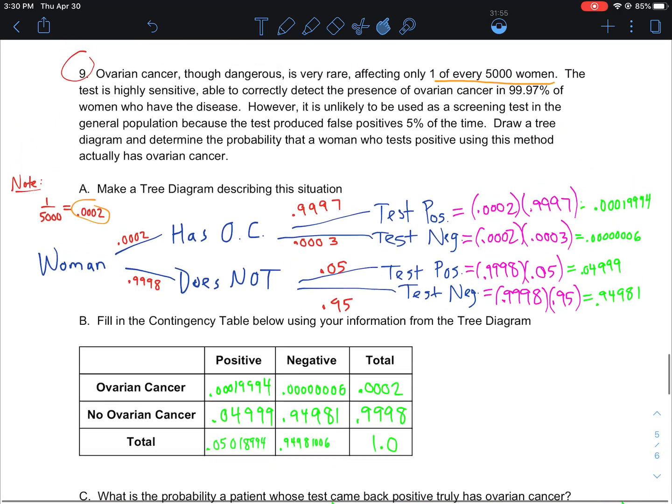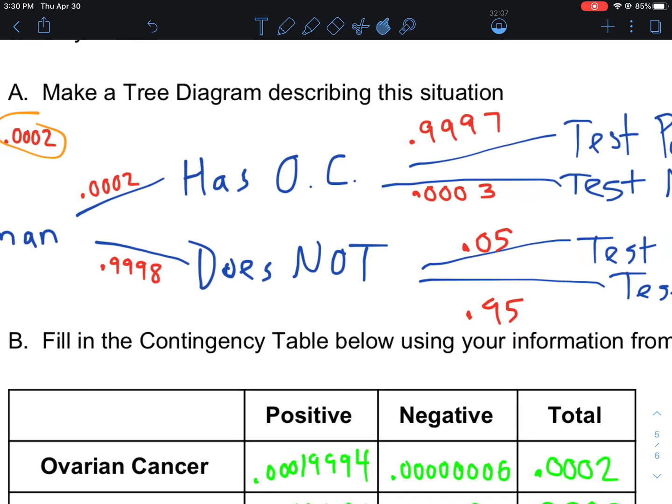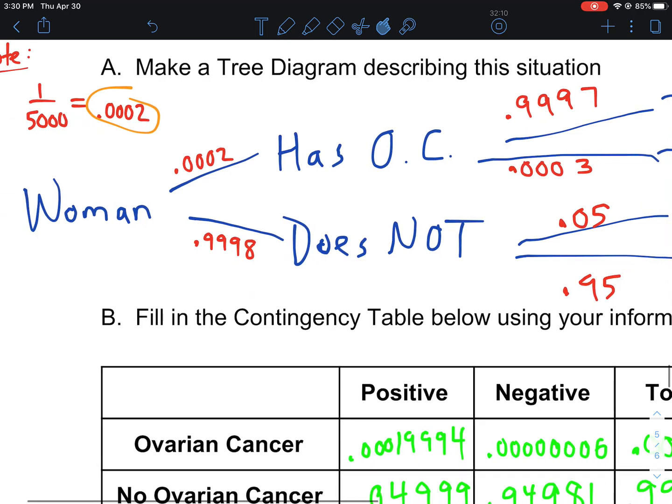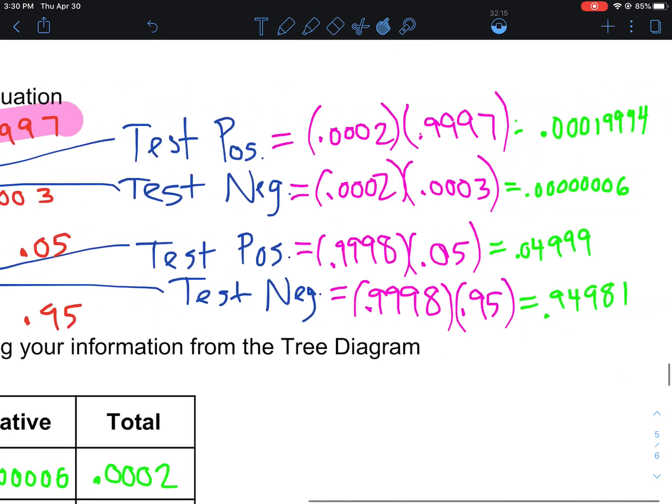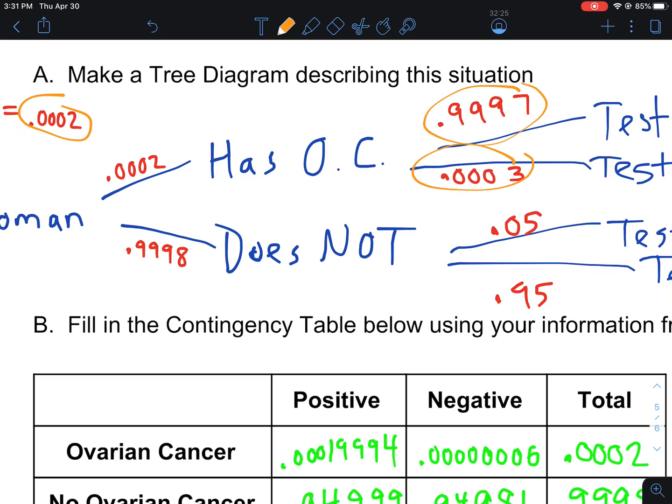Now, you have to read more carefully and see what it says about the testing being done. So, the first sentence here says, the test can correctly detect the presence of ovarian cancer 99.97% of the time. So that's like saying you have it and you tested positive. Now you multiply those to get this number over here. All right. And like we talked about before, these have to add up to 1. So if you weren't sure what to put here, well, it's 1 minus 0.9997.